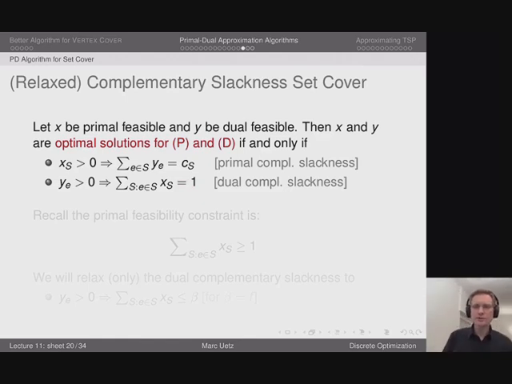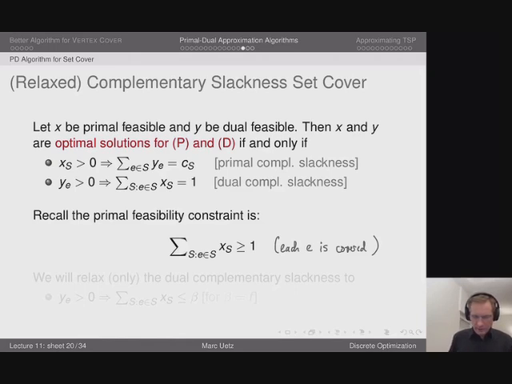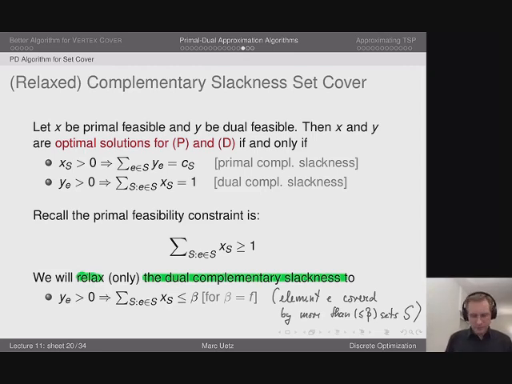And what we are going to do in terms of approximate complementary slackness, we are only relaxing one of the complementary slackness conditions, just again like in the vertex cover case. Okay, so primal feasibility, as I already said, was a larger or equal than 1 constraint, and we are going to relax dual complementary slackness. So I'm going to describe an algorithm which computes simultaneously primal and dual solutions, x and y, with the following property, namely primal complementary slackness will always be fulfilled. And for dual complementary slackness, we have an almost fulfillment.